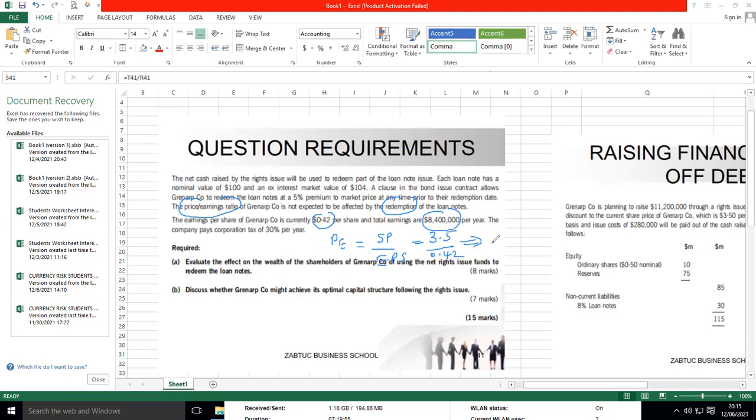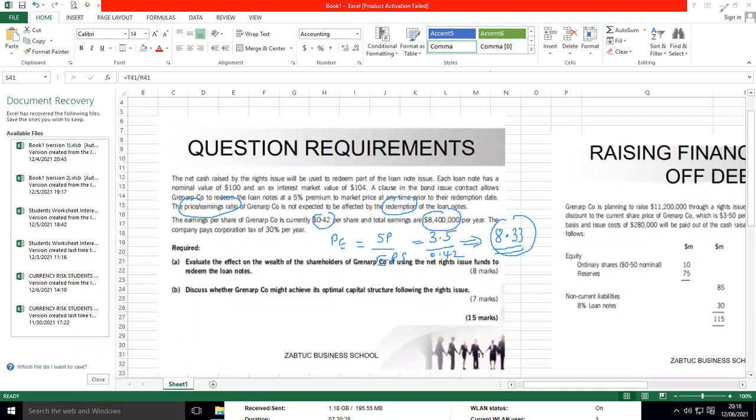$3.5 divided by 0.42. What's the current PE? 8.33. Now we are going to conclude our question. We are going to find what's the share price using this PE. Let's calculate the share price after the redemption has taken place.